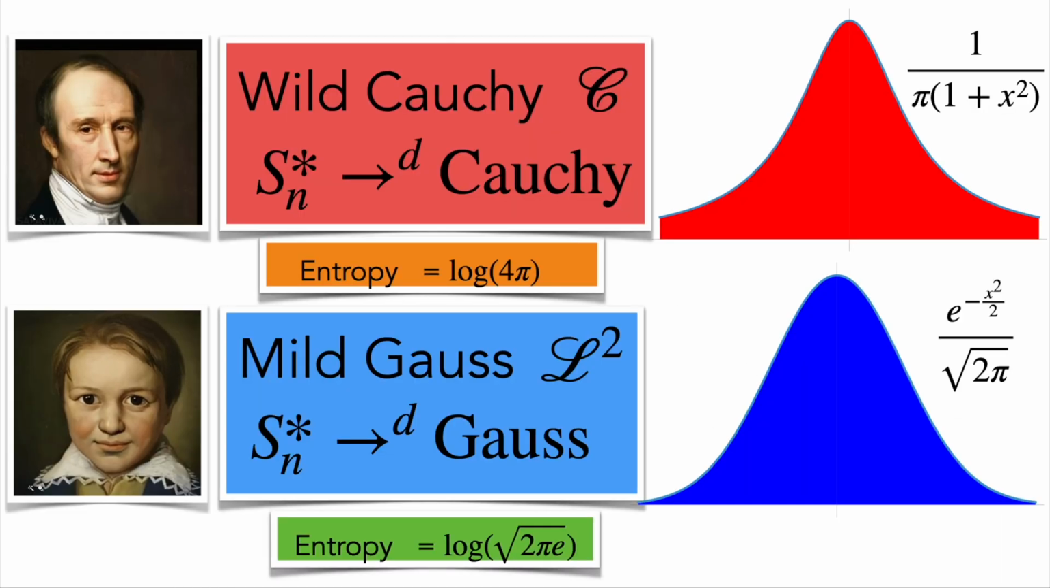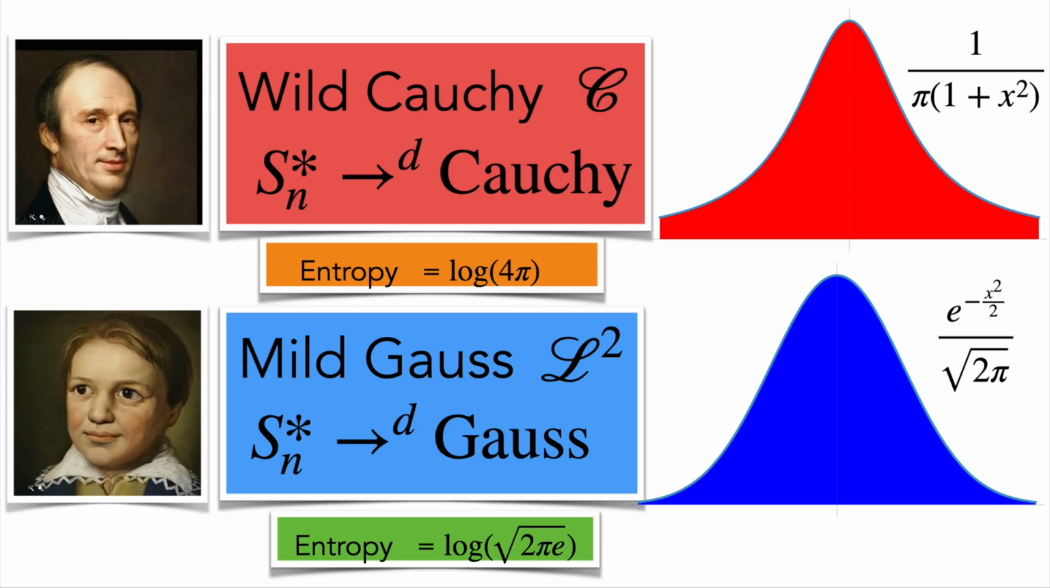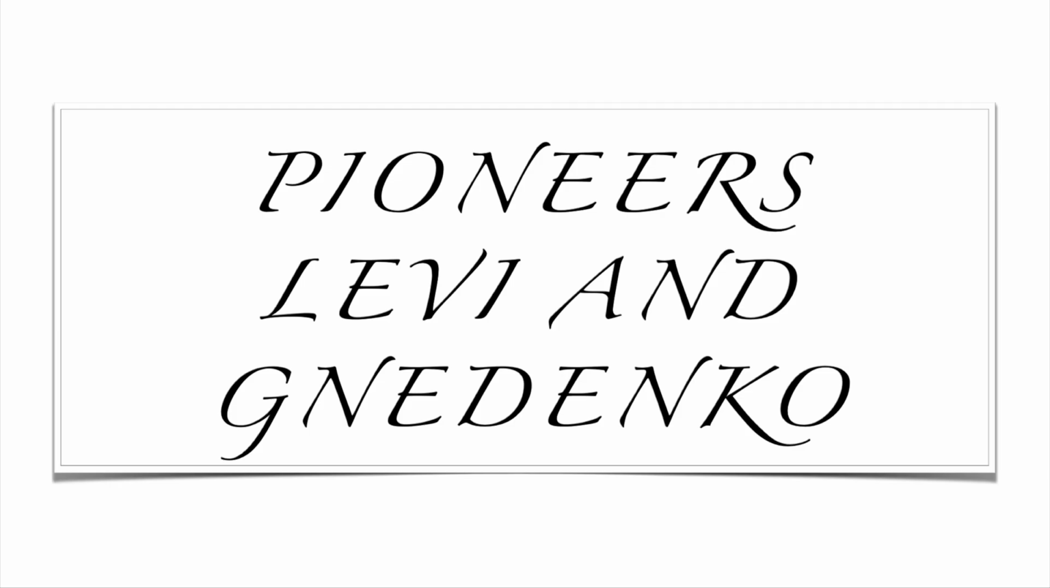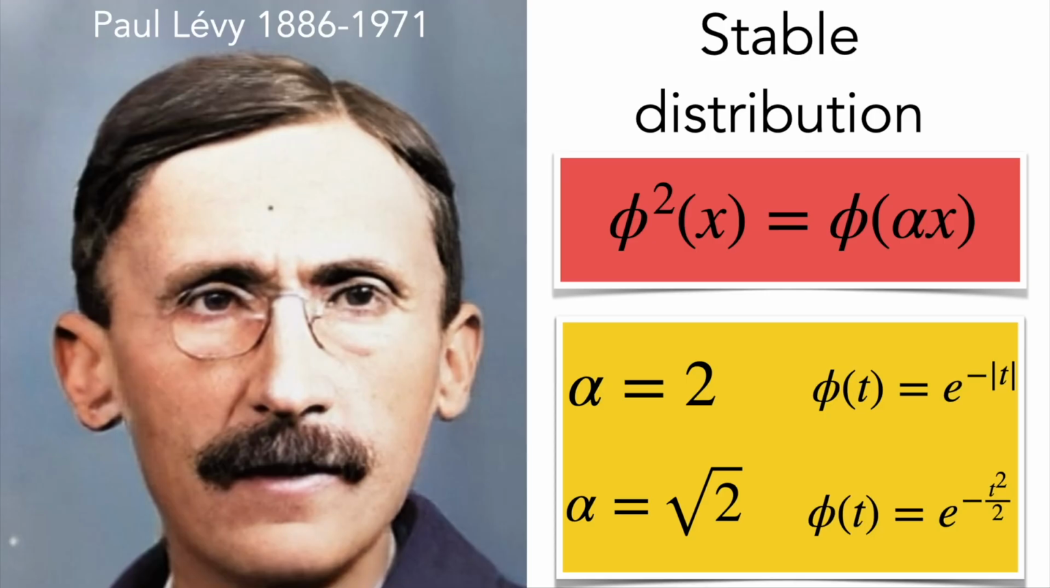So here is the comparison. It's a nice high-risk brother to the usual central limit theorem. The distributions look similar, but the Cauchy distribution has infinite variance. The theorem follows from work of Levy, Kolmogorov, and especially of Gnedenko.